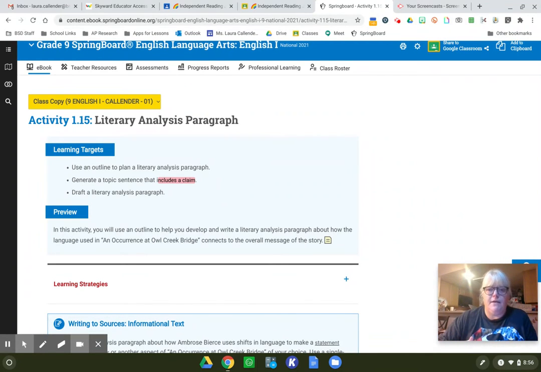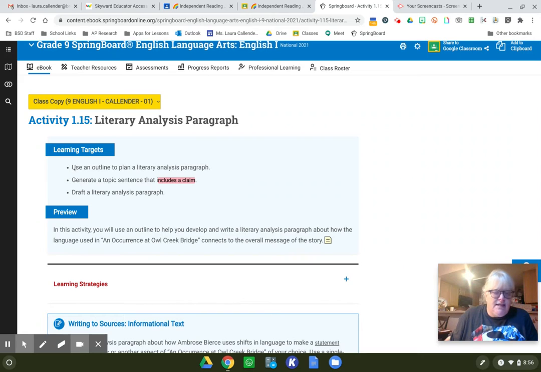1.10, which was a literary analysis paragraph on Lamb to the Slaughter, and that was returned to you with some feedback. So you're going to want to make sure you go back to that, read the feedback so that you understand how you can improve in writing this one. Okay, so let's take a look at our learning targets.